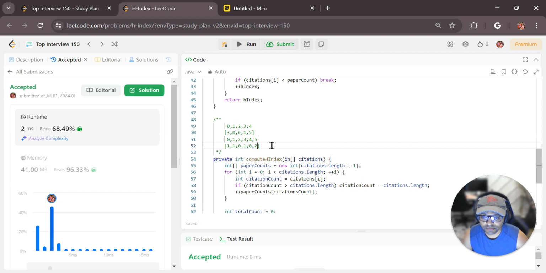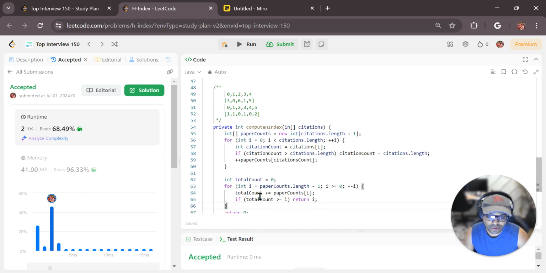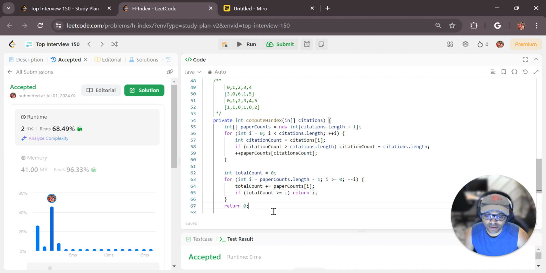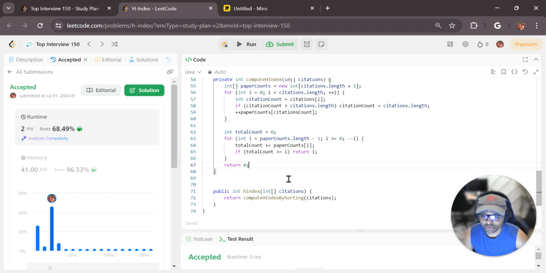Going through the example, we say, okay, total count is 0 plus 2, index is 5. But if the index is 5, meaning how many papers have 5 citations? Well, there are only 2 papers. That's not our h-index. But as soon as our count becomes bigger than or equal to the index i, then that is our h-index. So there you go. I think this should work.